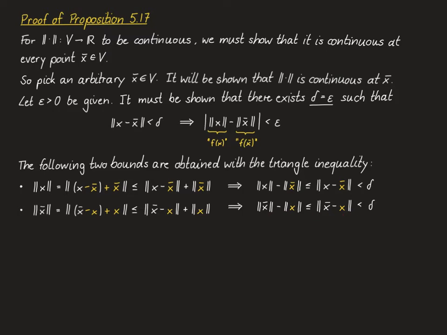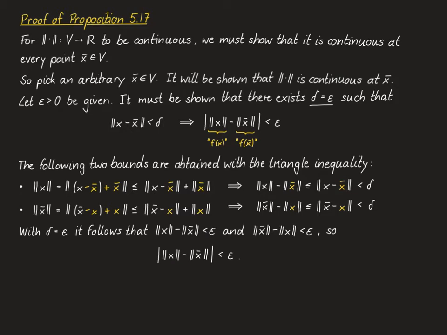Now, by assumption, we have that the norm of x minus x bar is less than delta. So both of these terms on the right-hand side are less than delta. With delta equal to epsilon, as we have chosen it, it follows that the norm of x minus the norm of x bar is less than epsilon, and also the other way around, the norm of x bar minus x is less than epsilon, and hence the absolute value of the difference of the two norms must be less than epsilon. And we're done with our proof.